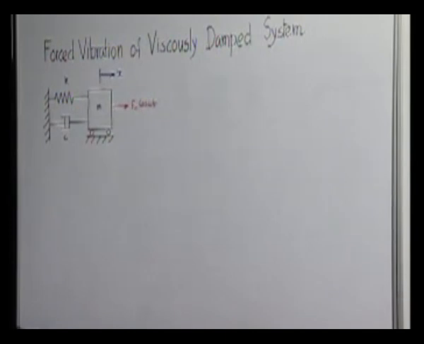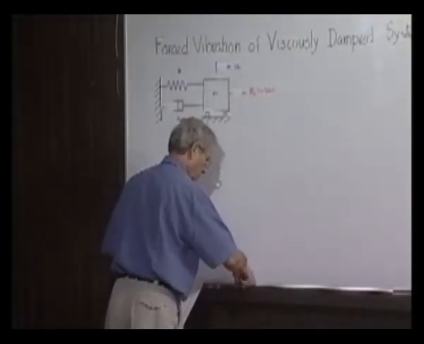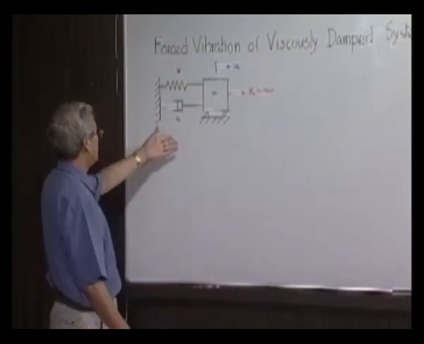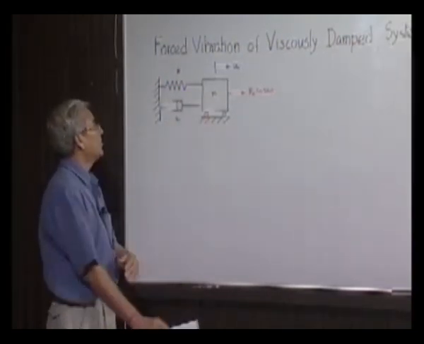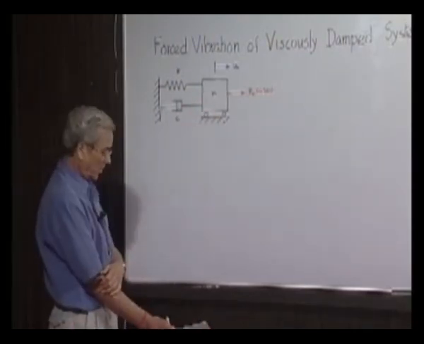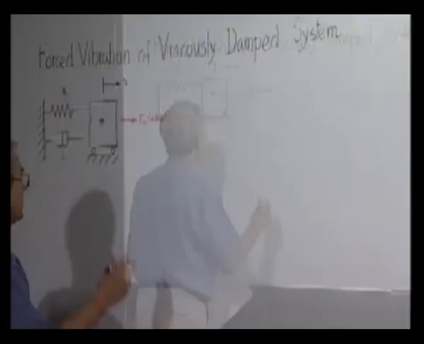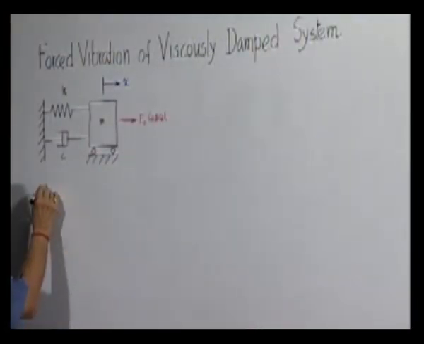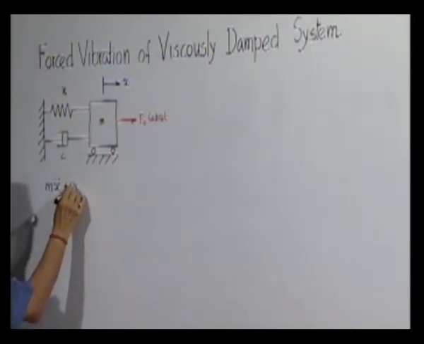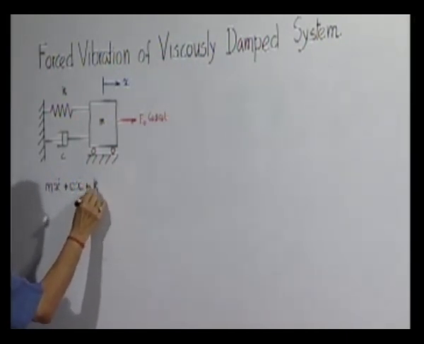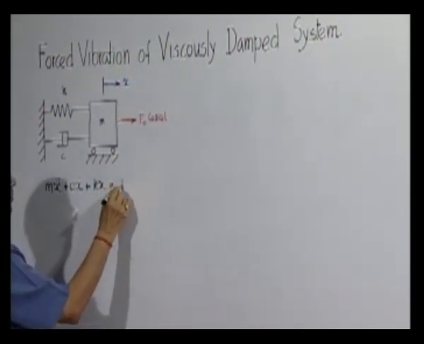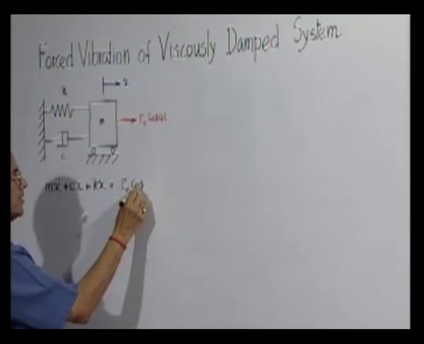This is the situation. Our lumped parameter model with viscous damping, stiffness, and mass is subjected to a simple harmonic force, a harmonic function of time, f0 cosine omega t. The equation of motion we can write without going into the free body diagram again. The right-hand side is going to be now not 0 as in the case of free vibration, but the external forcing function.